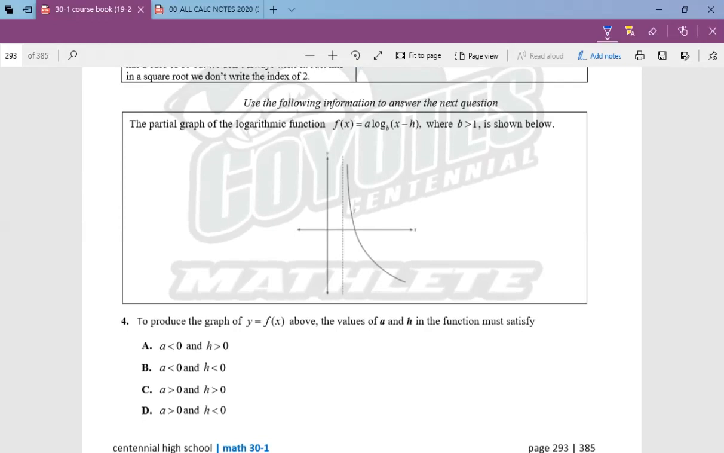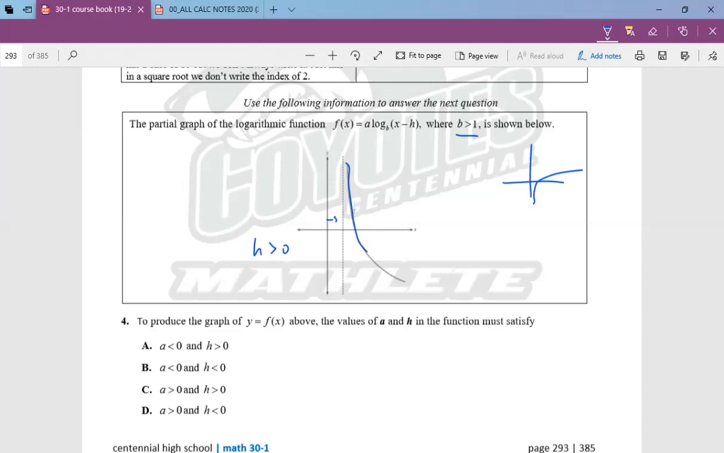All right, so we have a graph here. Here's our partial graph of the logarithmic function f of x is equal to a log x minus h base b, where b is greater than 1, shown below. So b is greater than 1. That would normally tell us that it should look like this. It should be an increasing function. We see that h has shifted to the right by some amount. So therefore, we know that h is greater than 0.